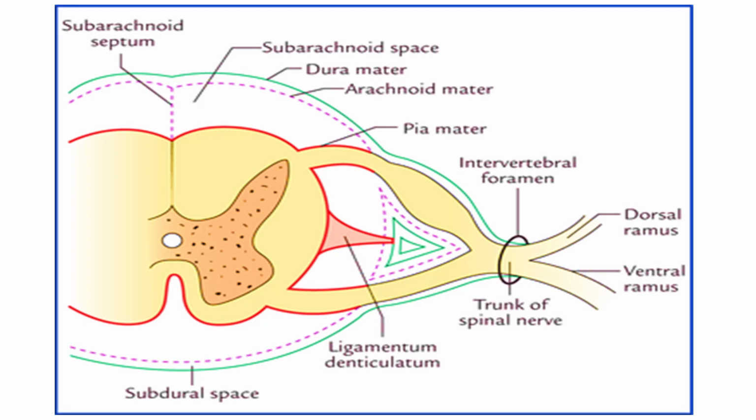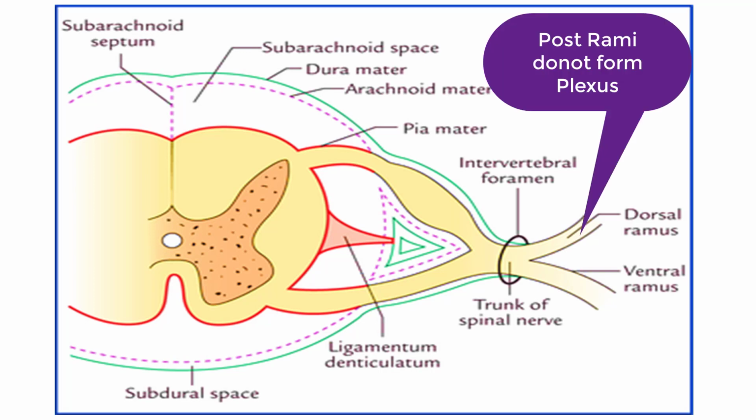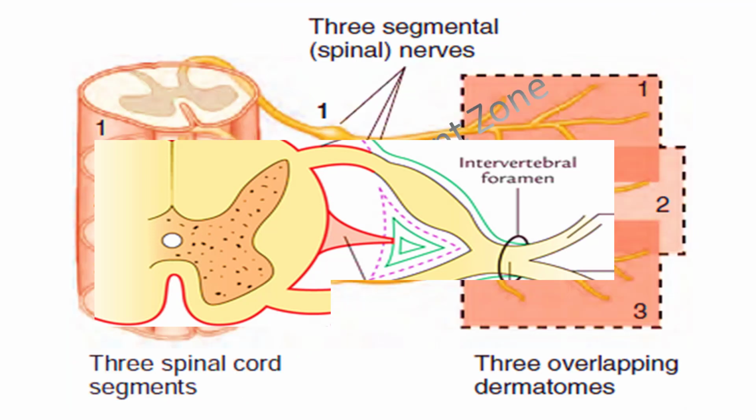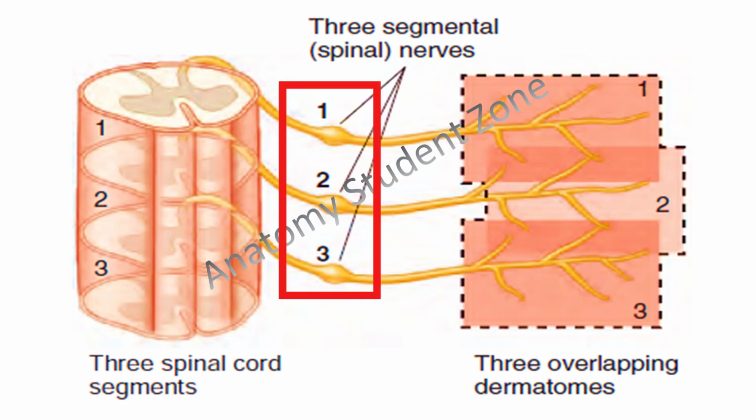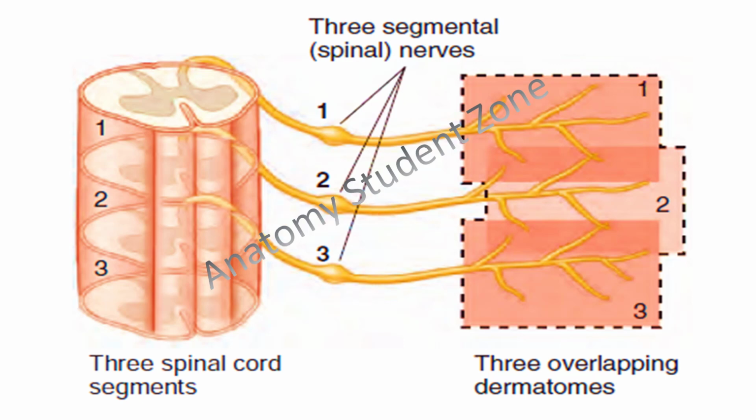As a general rule, the posterior rami remain separate from each other. They don't merge and they don't form the plexus like anterior rami. As we can see in this image, the three separate spinal nerves are numbered as 1, 2 and 3, and these spinal nerves are supplying the muscle and the skin. So remember that the pattern is segmental and there is no plexus formation in this image.